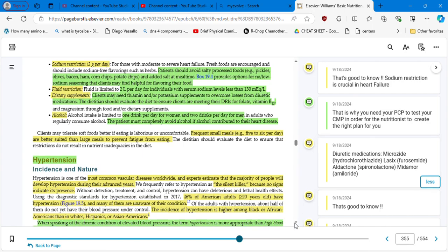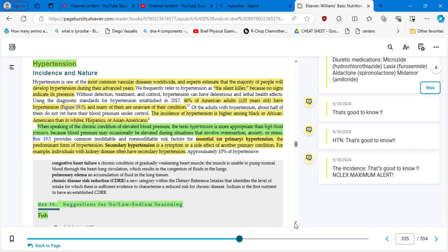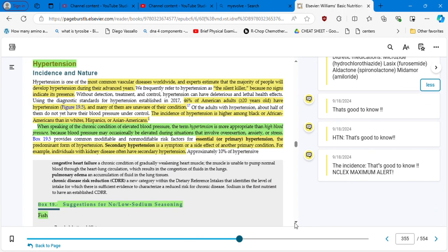Hypertension. Moving next: incidence and nature. Hypertension is one of the most common vascular diseases worldwide, and experts estimate that the majority of people will develop hypertension during their advanced years. However, if you remember, we were talking about how all these conditions start in the younger years, in childhood. So we can have patients in their 20s with problems with hypertension.